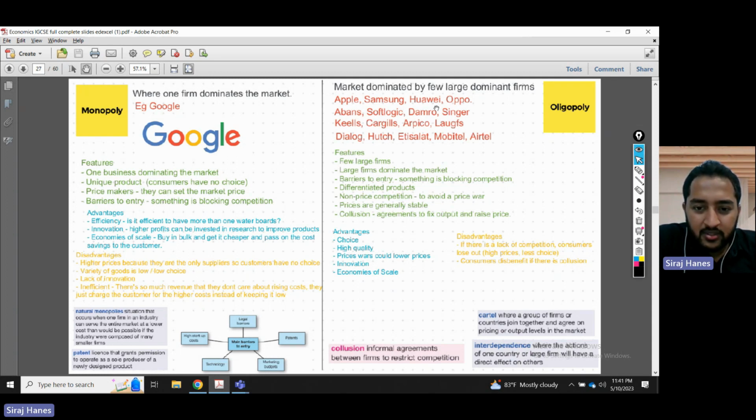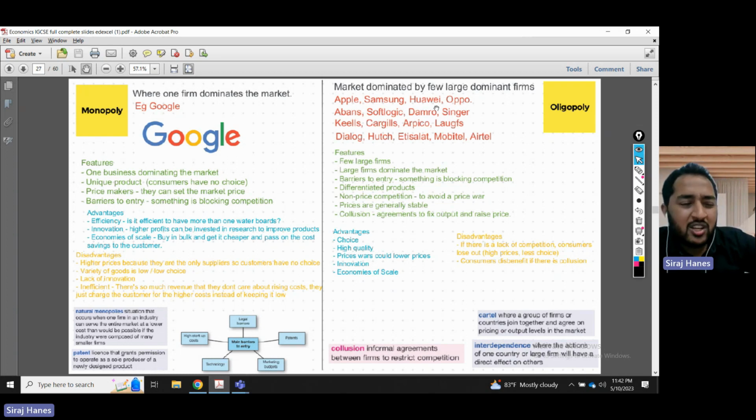There are few large firms. Large firms dominate the market. Barriers to entry. Now, not very easy to get into the smartphone market. There are loads of people who are in this market. Differentiated products. Products are all differentiated. You can see Apple to Samsung to Huawei to Oppo. They have all differentiated products.